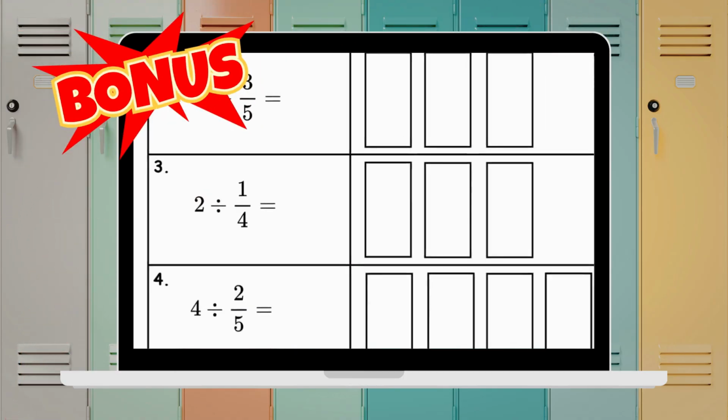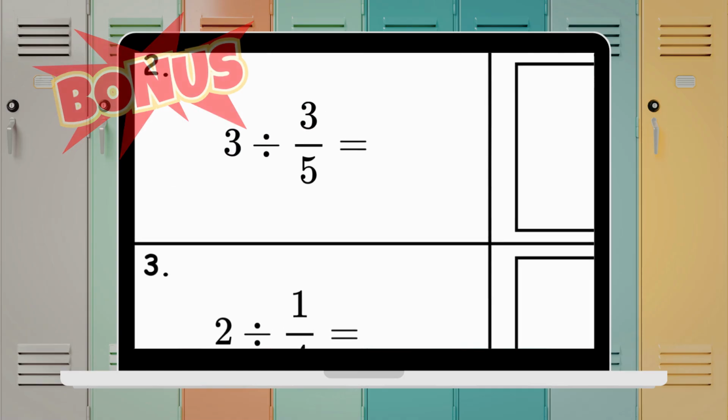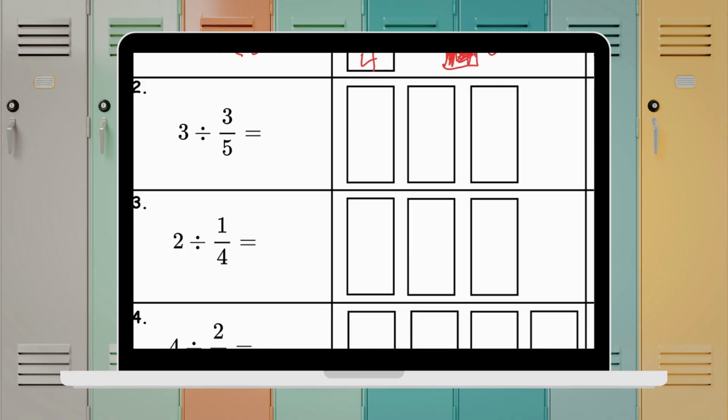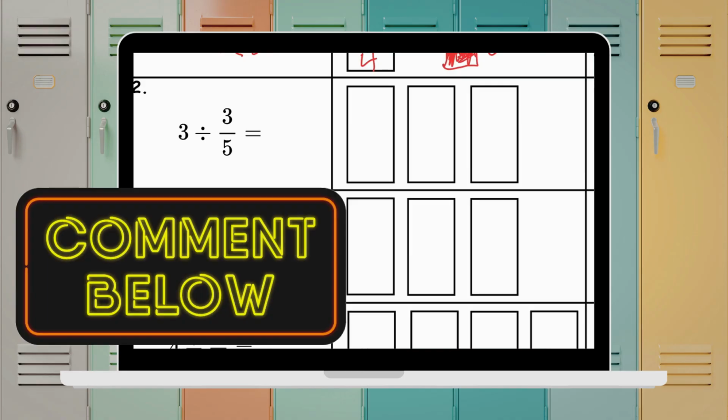So you try it. Let's have you go ahead and do number 2, 3 divided by 3/5. Here are my 3 whole bars, and I want to know how many 3/5 fit into 3. Go ahead and leave your answer in the comments below.